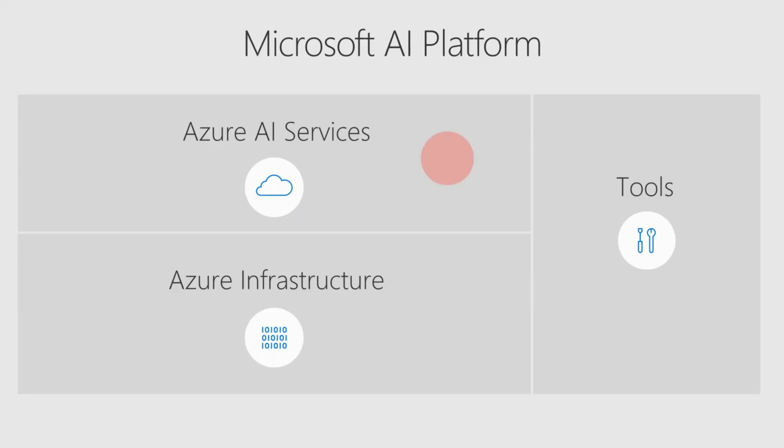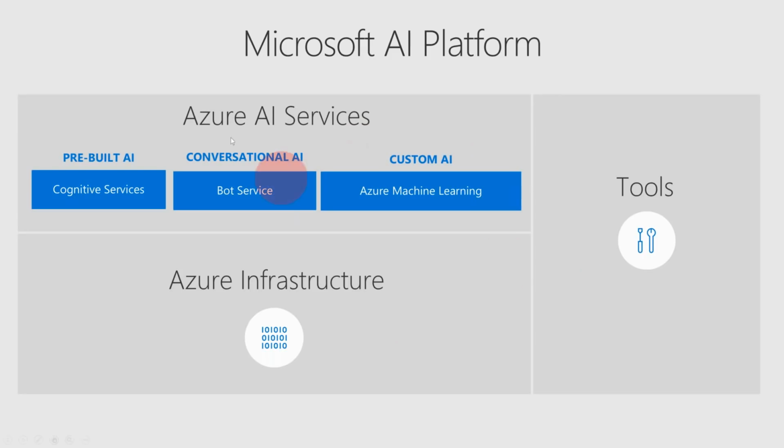The innovations now are in 3 areas where Microsoft's making technology investments, and they are known as Azure AI Services, Azure Infrastructure, and then tooling on the right. So what are we talking about? Azure AI Services, we're talking about technologies such as the cognitive services and the bot service, and then we may also be talking about Azure Machine Learning.